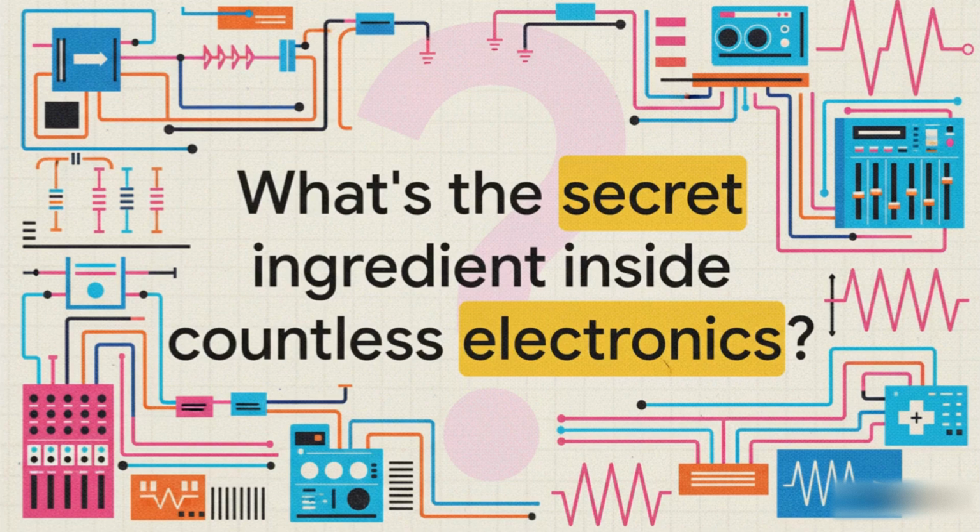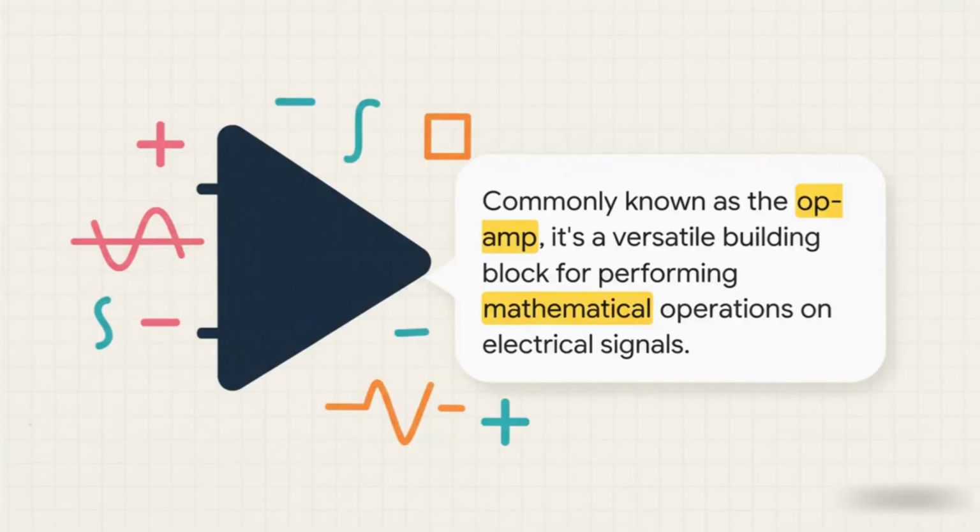So, have you ever wondered what the secret ingredient is that powers everything from your guitar amp to complex medical devices? It's a component that's so common, yet so powerful. And the craziest part is, its behavior is governed by just two super simple rules. Well, it's the operational amplifier, or op-amp for short.